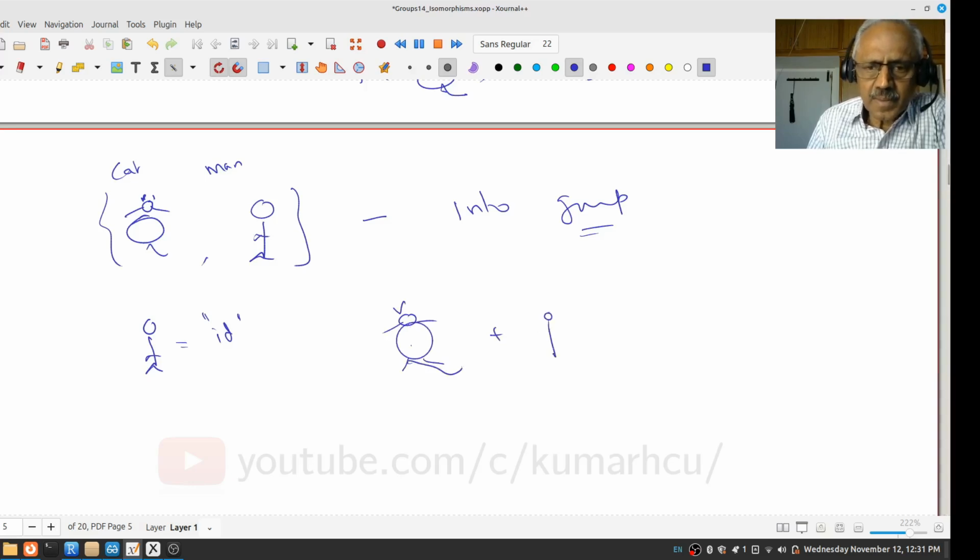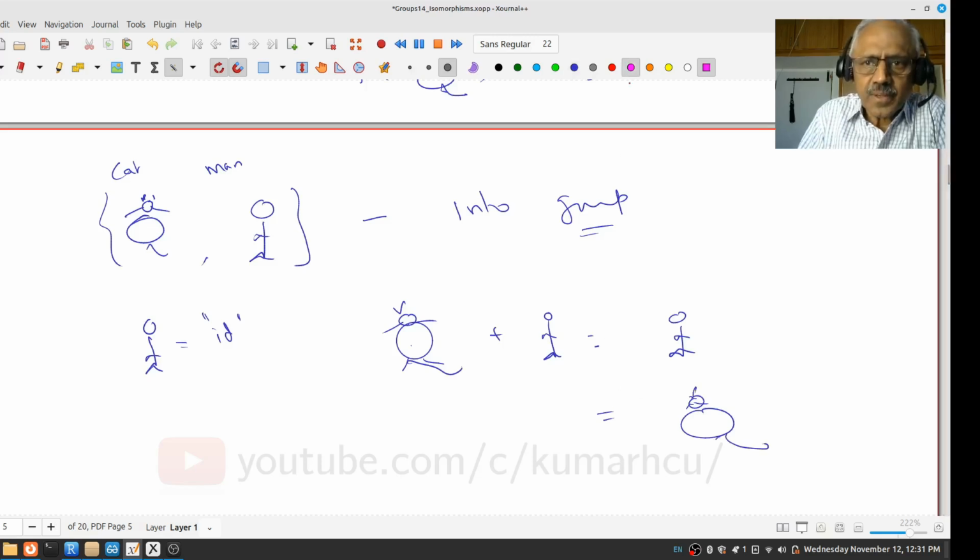Plus the man. Since I declare this to be the identity, and there are only two elements in this set, if it is a binary operation, the result has to be another element here. So there are two possibilities. What are the possibilities? Either this can be the man or this can be the cat.